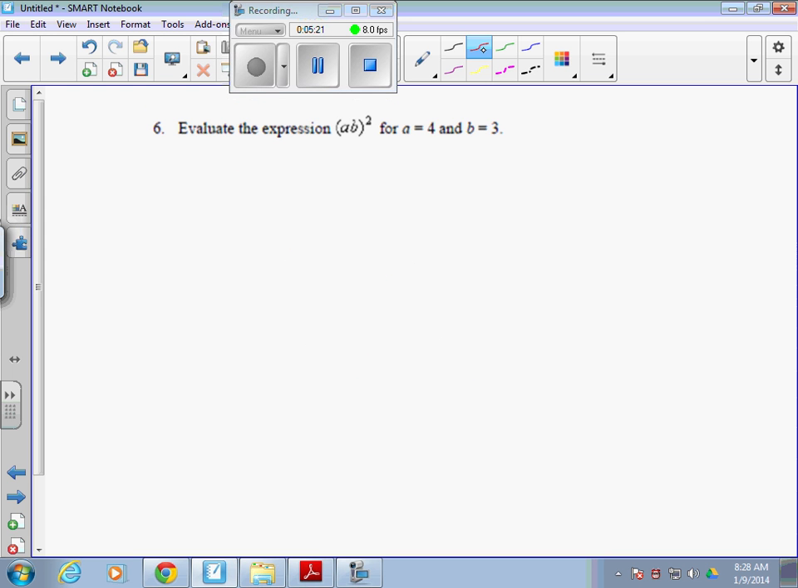Number 6 says to evaluate the expression a times b squared when a is 4 and b is 3. So all we're doing is substituting in values. 4 times your b value, which is 3, and all of that is in parentheses and it's squared. So 4 times 3 we know is 12, and 12 squared means 12 times itself, 12 times 12, which is 144.